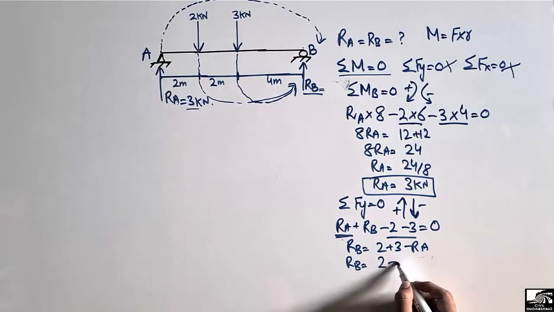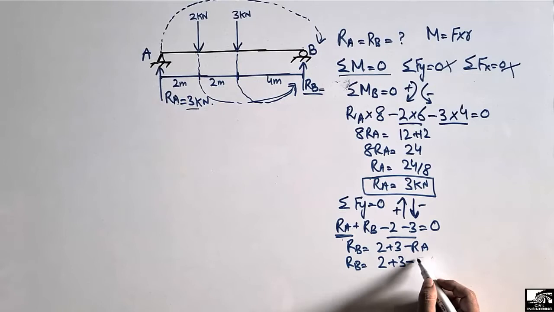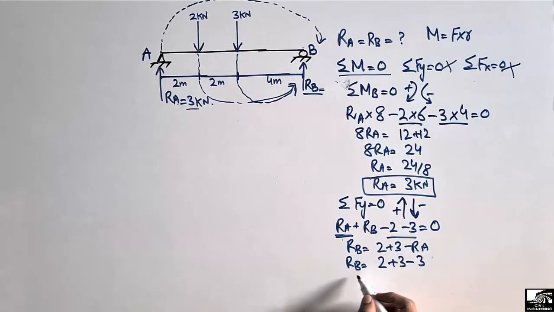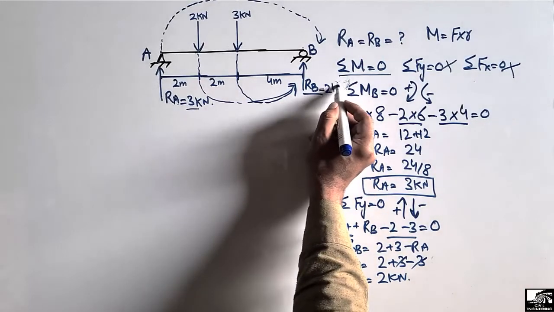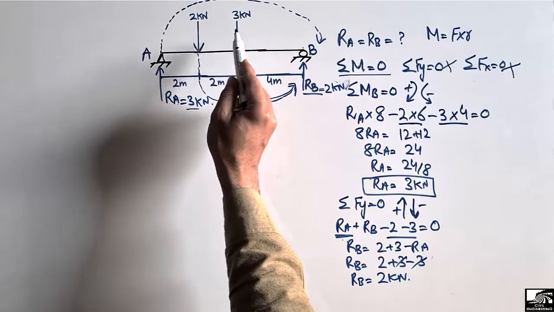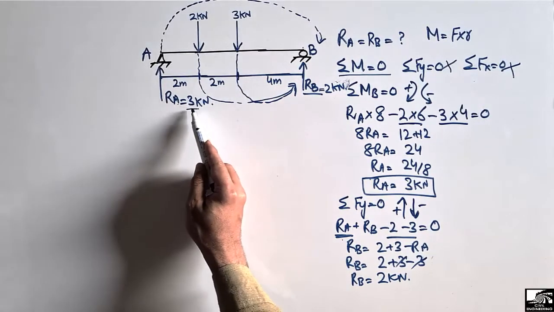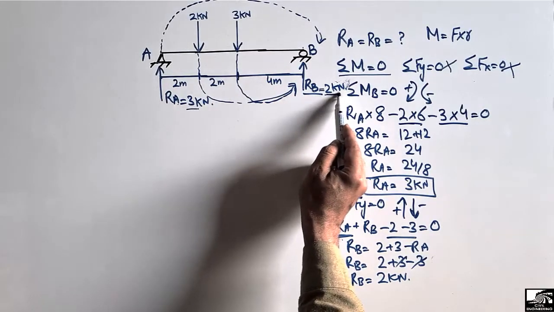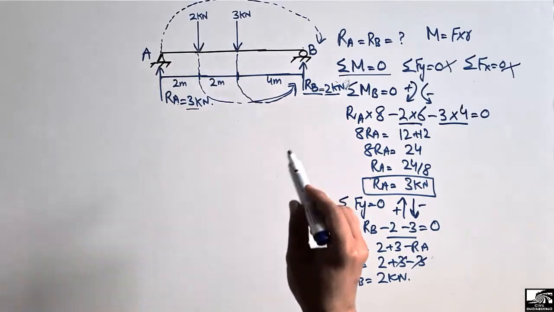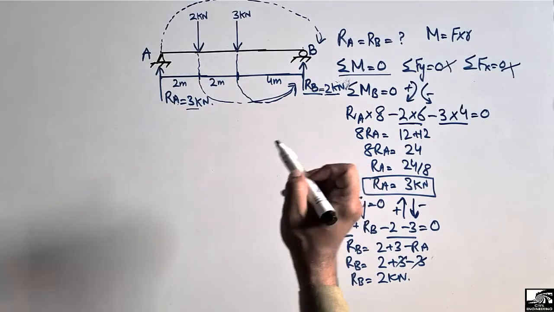So it will be 2 plus 3 minus 3. RA is 3 kilonewton. So by adding these, RB comes out to be 2 kilonewton. Or simply, just by looking at the load and the reaction, we can clearly say that this will be 2 kilonewton in order to take the upcoming load. Now, this is the first step to find out the support reactions.